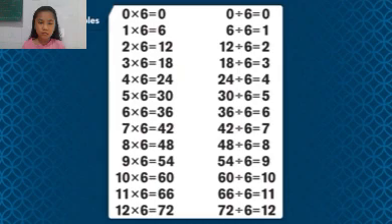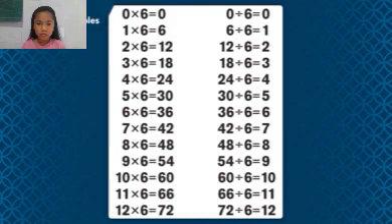7 times 6 equals 42. 8 times 6 equals 48. 9 times 6 equals 54. 10 times 6 equals 60. 11 times 6 equals 66. 12 times 6 equals 72. Good job. Rows 1, 2, and 3, great teamwork. Rows 4 and 5, great volume.